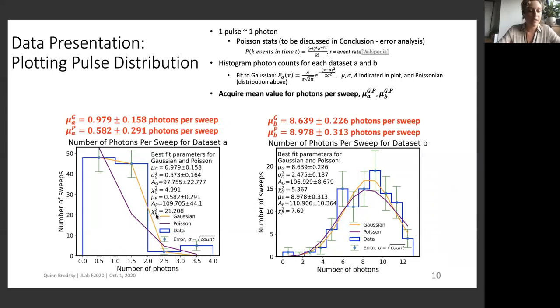For the Gaussian fit of data set A, I have a mean of about 0.97 photons per sweep. And for the Poissonian, we have about 0.58. Then for data set B, I have a mean of about 8.6 given from the Gaussian, and from the Poissonian, I have a mean of about 8.9.